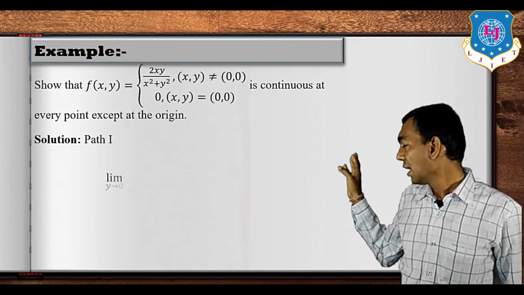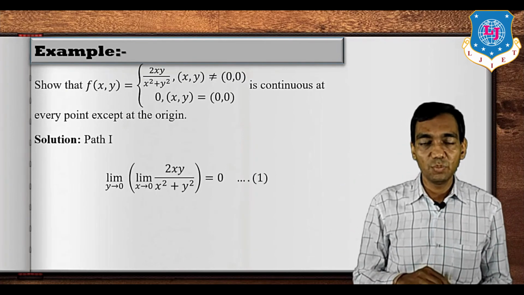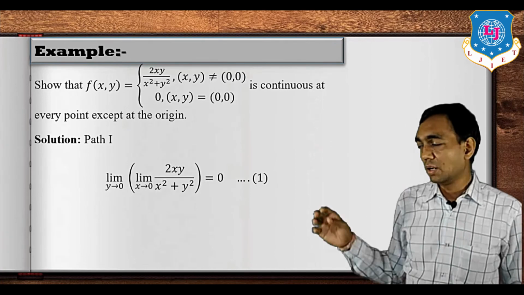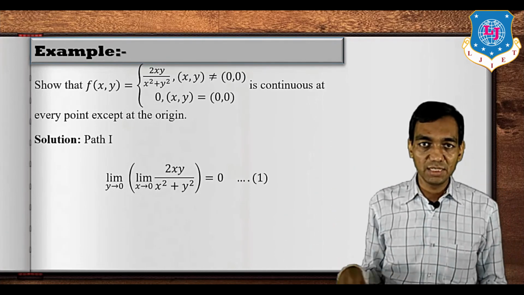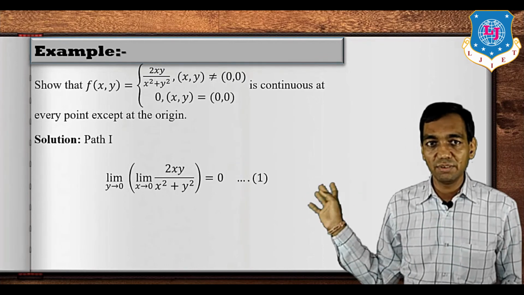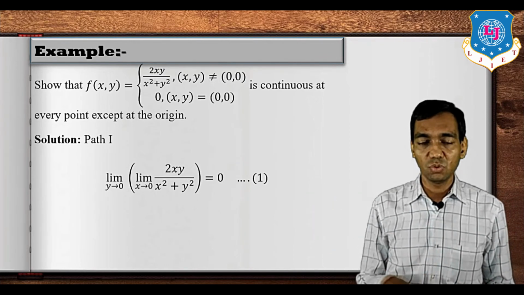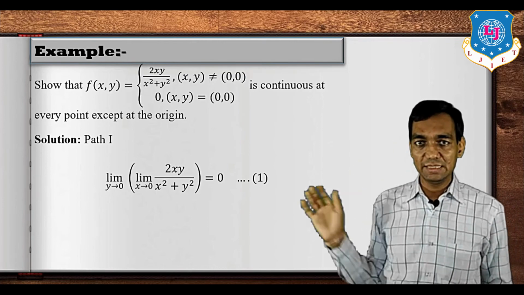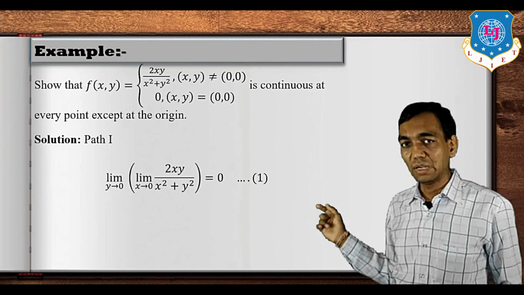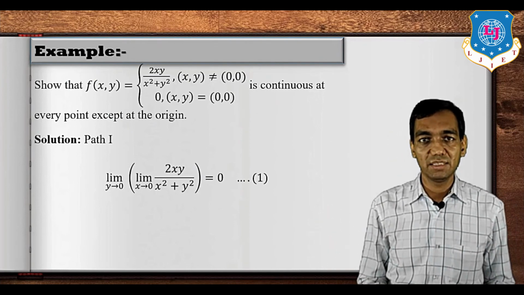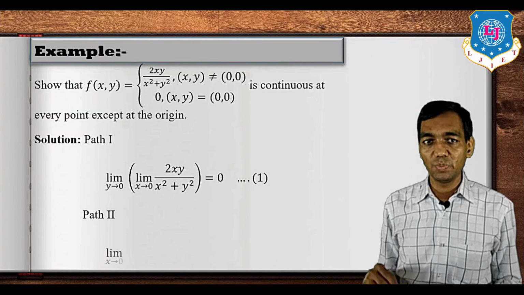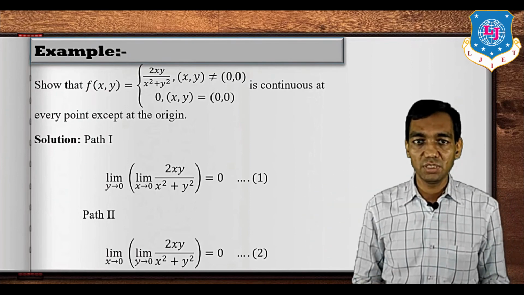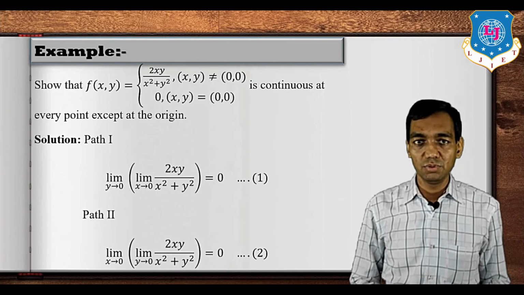Show that f of x comma y is equal to 2xy upon x square plus y square, where x, y is not equal to 0, 0, and has a value 0 for x, y equal to 0, 0, is continuous everywhere except the point origin. So again we start with path 1. Path 1 is limit y tends to 0, limit x tends to 0, of 2xy upon x square plus y square. If you apply the limit of x, then it has a value 0. In the same manner for path 2, limit x tends to 0, limit y tends to 0, of 2xy upon x square plus y square. Again it has a value 0.